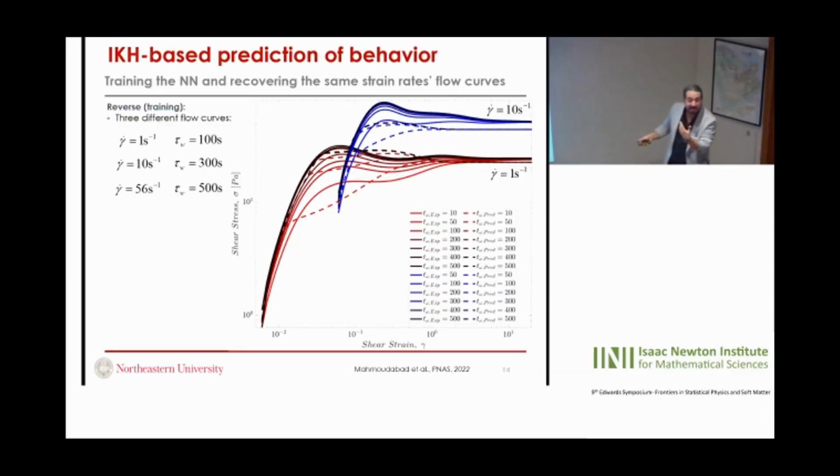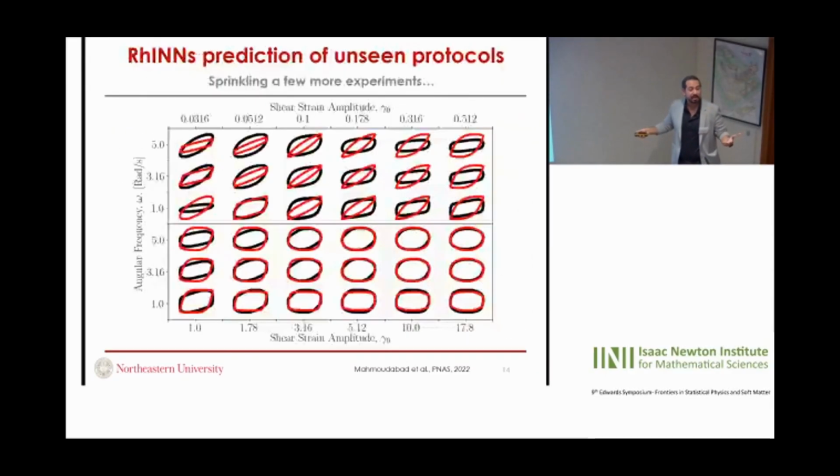You can, because this is now basically just a MATLAB code, you can solve for any given condition, right? So you can do the solutions. These are steady state solutions for different frequencies and different amplitudes. The red lines that you're seeing are the IKH solutions for this particular gel, and the black is the actual experiments that we had not seen.